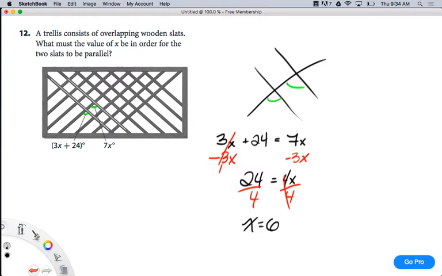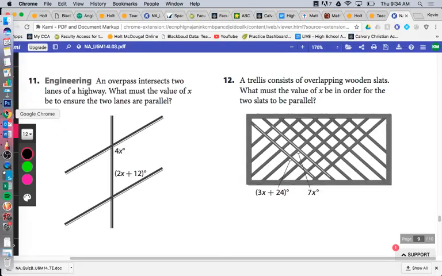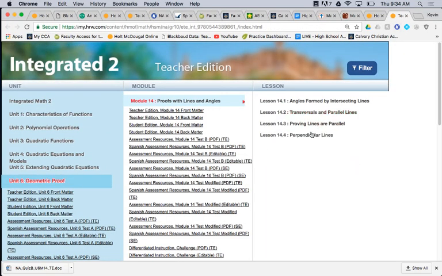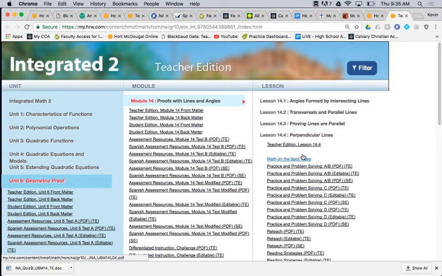And then I can plug it in just to check. 3 times 6 is 18. 18 plus 24 is 42. 7 times 6 is 42. So both of these angles are 42 degrees, which is what I would expect if those lines are parallel. Does that make sense, guys? Okay. Any questions? All right. Okay, so that's that for that lesson, which moves us to lesson 14.4.